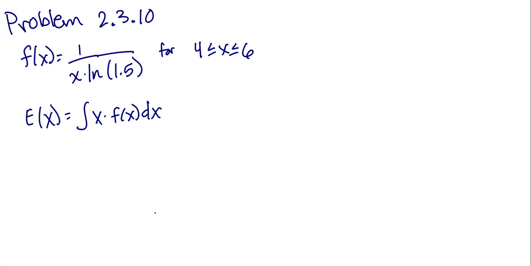In this problem, 2.3.10, we're given a PDF, f of x equals 1 over x times natural log of 1.5 for x between 4 and 6, and it's 0 elsewhere. And our first part, part A, says find the expected value of x.